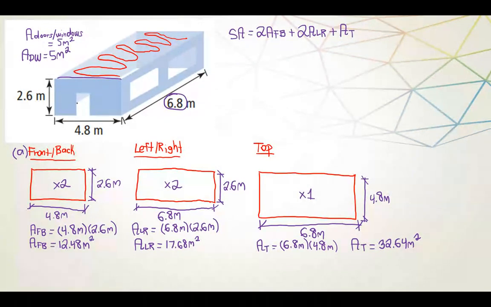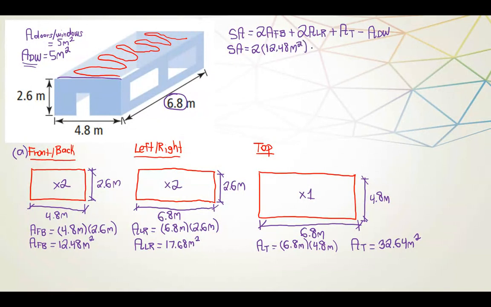Now, after you found the area of the left and right face, the front and back face, and the top, you have to remove the door and the windows. So we're actually going to subtract off this number here. We're going to remove ADW, because we're not painting the windows and we're not painting the door. So we subtract that.